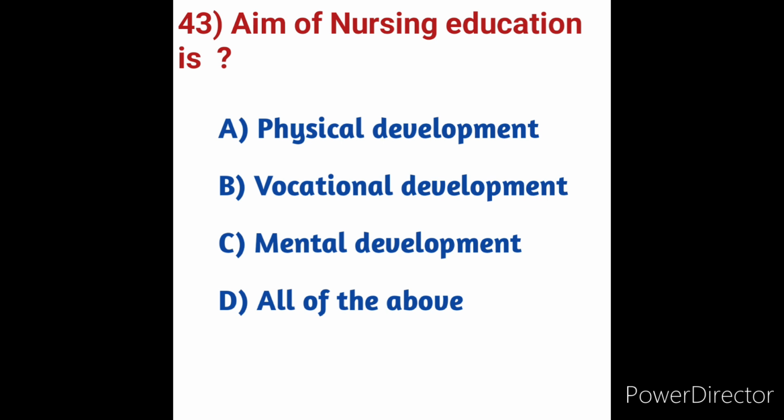Nursing education focuses on educating healthcare people about effective ways to deliver healthcare to patients. It educates nurses about how to administer different medicine, to examine patients and deliver the best services to patients. The aim of nursing education is development of the nursing profession. So here physical development, occupational development and mental development are the options. Here the aim of nursing education is all of the above, which is the correct answer. Next we will move on to question number 44.